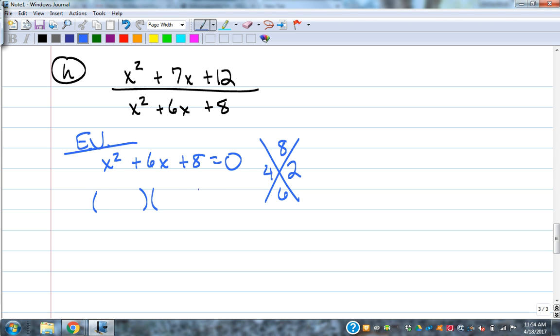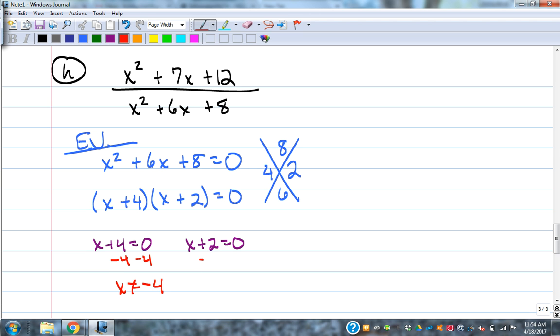Since it has a 1 in front of x squared, I can go straight to my factors. X plus 4, x plus 2. Set each of those equal to 0. X can't be negative 4. And x cannot be negative 2. Again, the exponent on the x was a 2. We ended up with 2 excluded values. That's not a coincidence. That's always going to be that way.